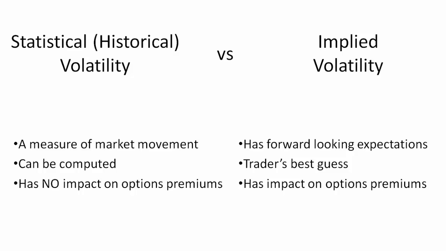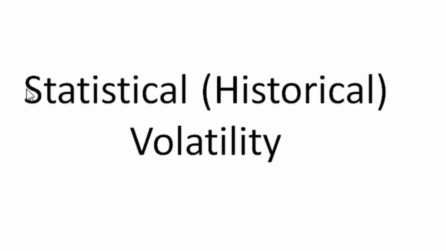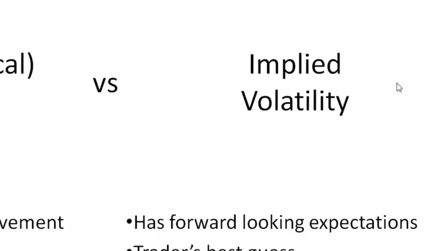Today we are going to speak about volatility. Trading success requires understanding volatility, along with the option spreads that are suitable for different volatility environments. There are two types of volatility: statistical volatility and implied volatility.